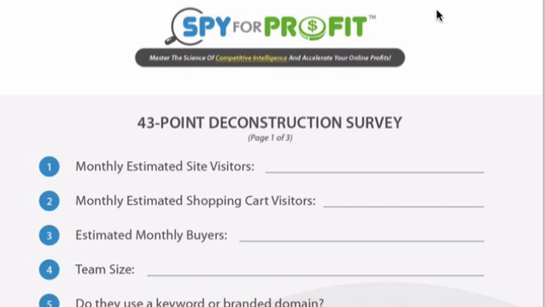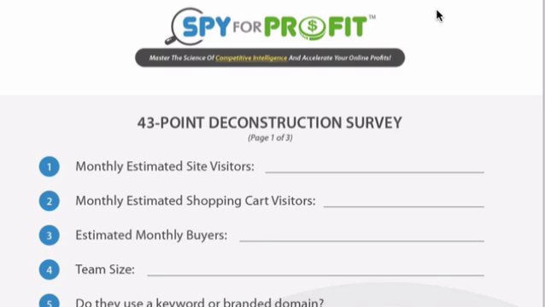Okay, let's go over my 43-point deconstruction survey. These are 43 questions we hope to answer about any competitor that we're going to analyze. We're not going to be able to get all the answers to all these questions unless we get a little bit lucky, because a lot of times we can't really know the answers or we can't find the answers.